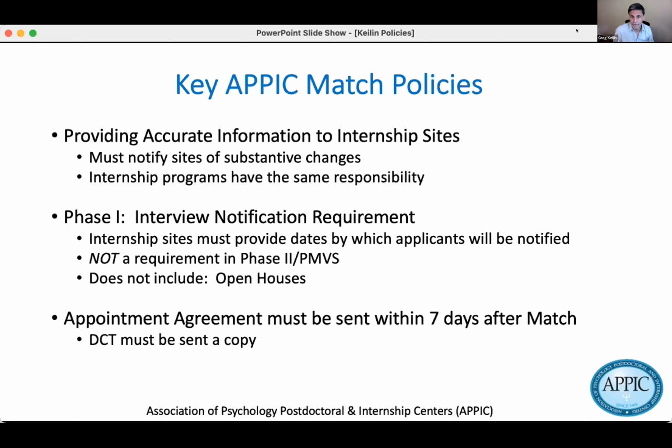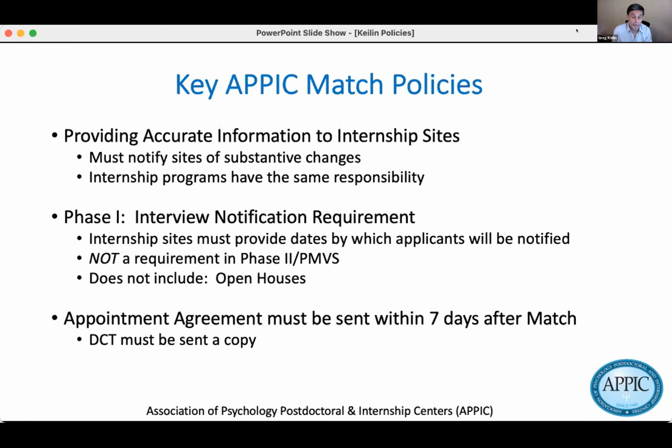The next thing I'd like to highlight is the interview notification requirement, and this applies to Phase 1. Internship sites are required to provide a date by which applicants will be notified as to whether or not they receive an interview. The recommended date is December 15th, but, is it the 15th or the 1st? Now I can't remember. 15th? 15th, thank you. But many sites, sites can choose whatever date they want. They just have to publish it in the directory so that students know when to expect that.